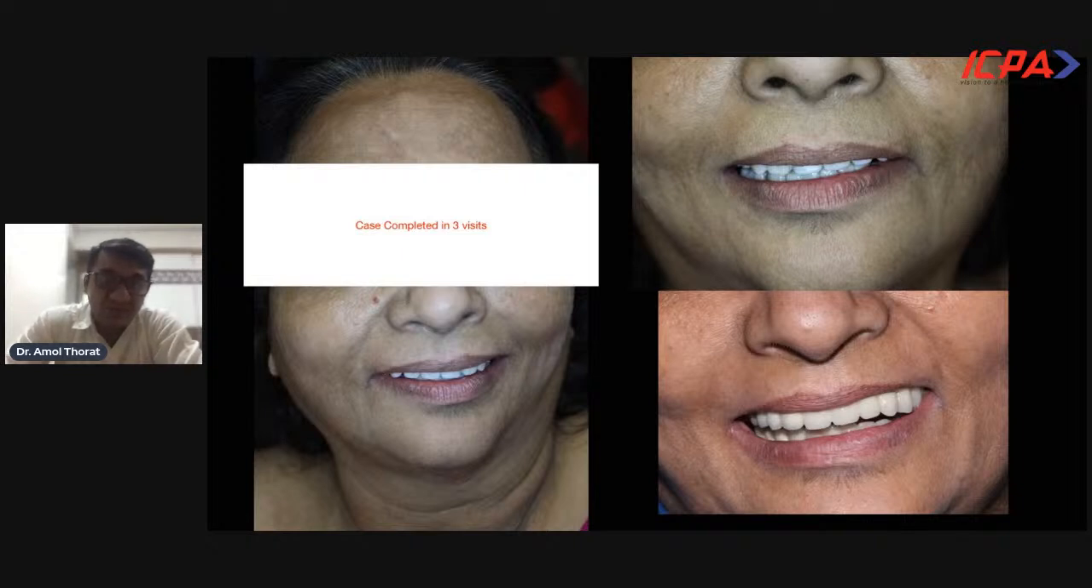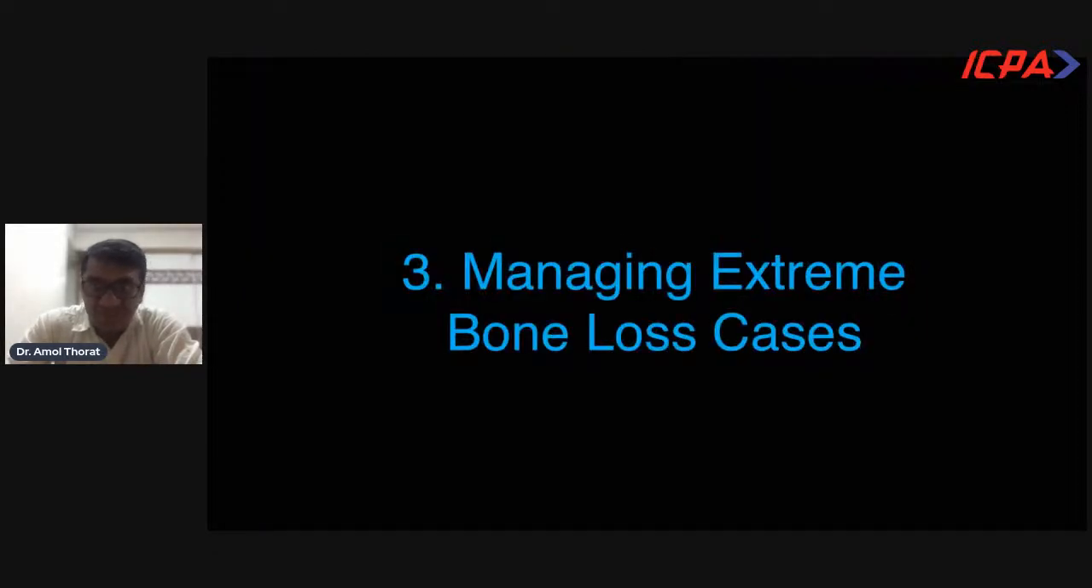I've been doing one piece prosthesis for quite some time. 12 years is a long time. So from 2009 onwards, I have stopped doing 2 piece or 3 piece prostheses. I do all 1 piece prostheses, and it does work. Okay, I'll tell you the trick in a while during our question answer session. So this case was completed in 3 visits. We started from where we have seen, and we ended it here. The patient is happy. It's been 7 to 8 years since the patient is using this prosthesis.